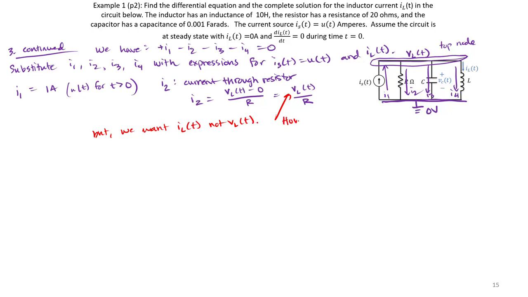How do we relate? How do we relate VL of t to IL of t? Is there another expression in our toolbox that we could use? How about this one? We know that our inductor voltage VL of t is equal to L times the derivative of our inductor current.